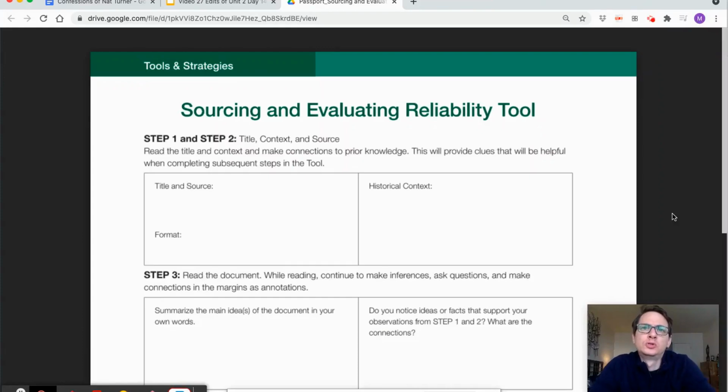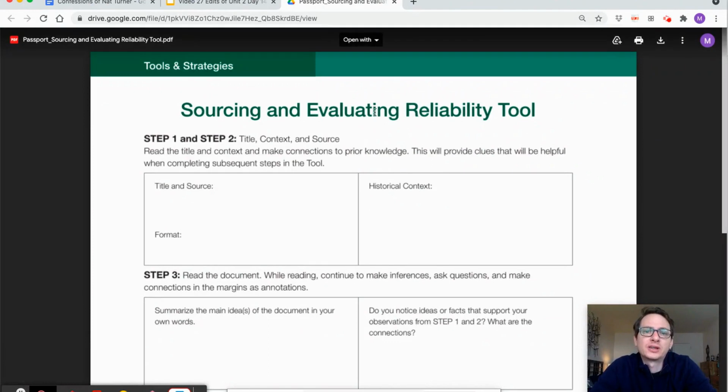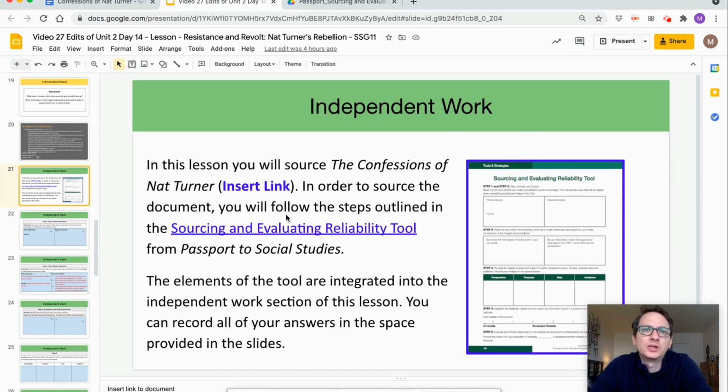This video is for students who are looking for more clarity on or some guided practice of the sourcing and evaluating reliability tool, which you can see right here. For the purposes of this video, we will be using it on a reading titled Confessions of Nat Turner, which is taken from day 14 of Unit 2.